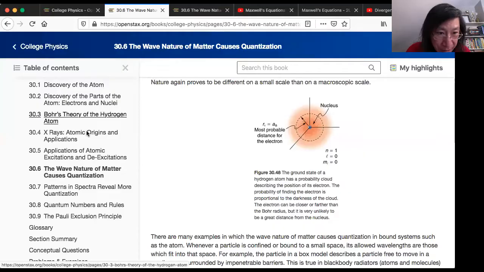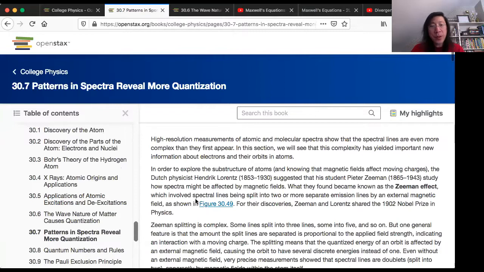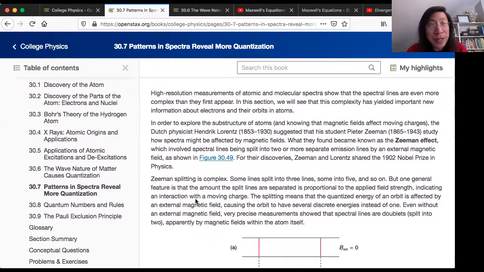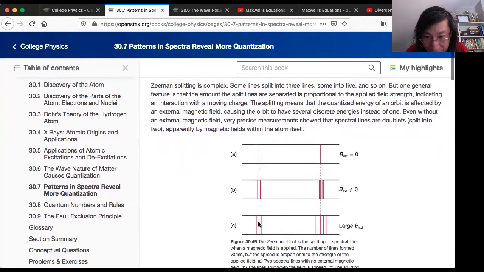What is the result of that? You may have seen this before in the previous lectures in the class too. That's 30.7, patterns in spectra. When you look at the light that's coming through a prism, from the sun for example, like the geometric optics type stuff that Isaac Newton did, you basically find lines.